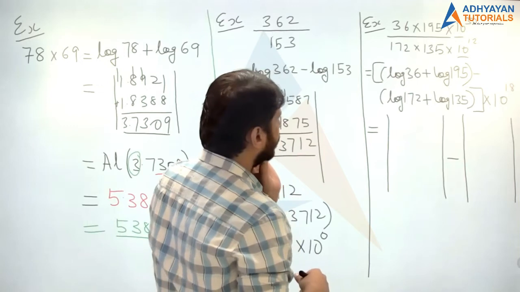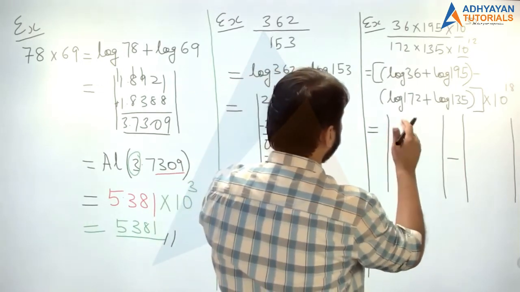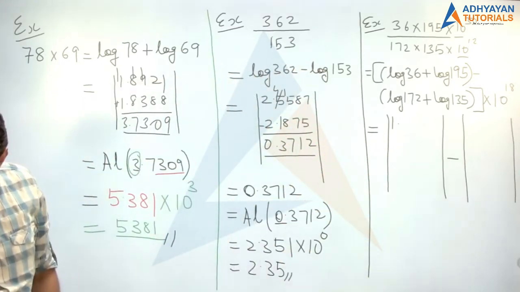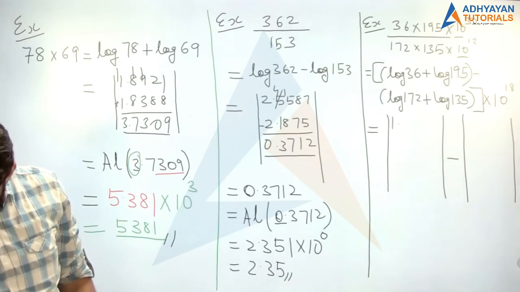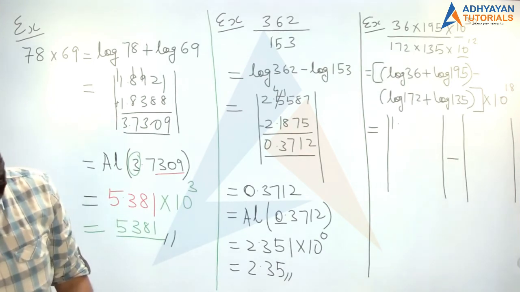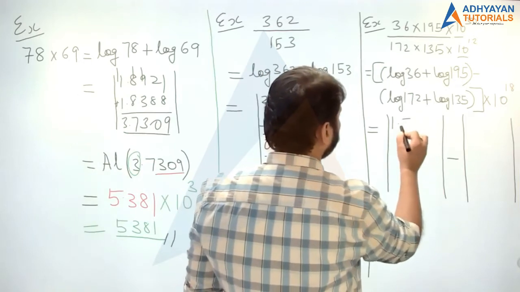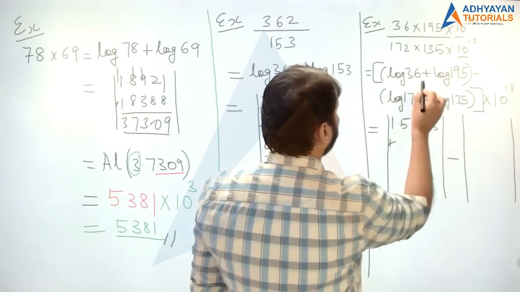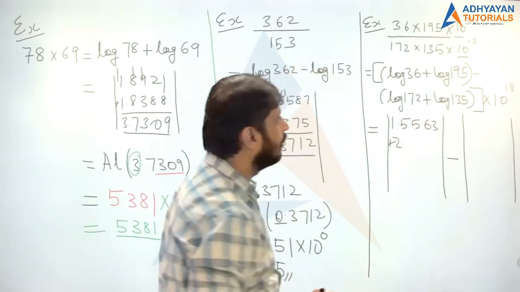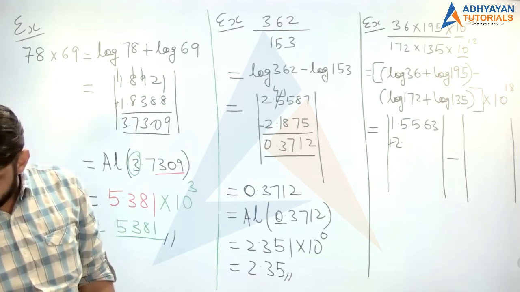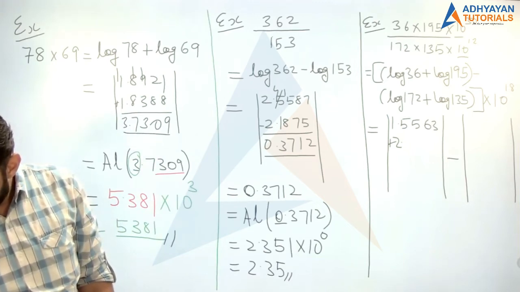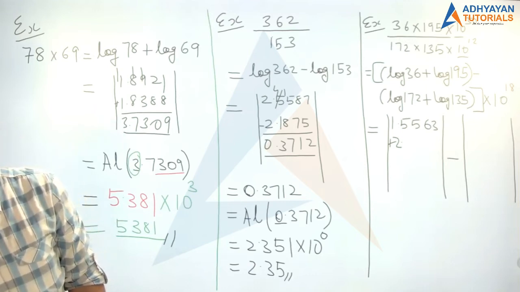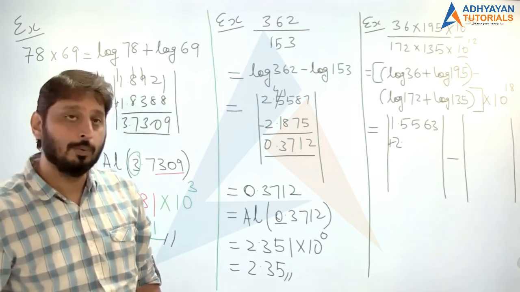Log of 36. 36 is a two-digit number, so it is 1 point. 36 in the log table gives 0.5563. Then add log of 195, which is 2 point. 195 is 1950, so 19 with 5 gives 2900. I hope you all are using your logbooks and doing the calculations with me.